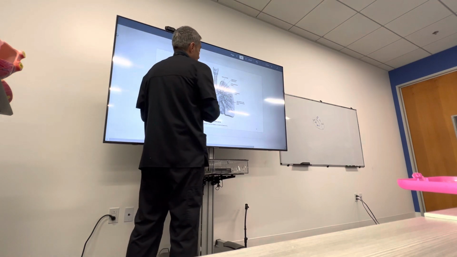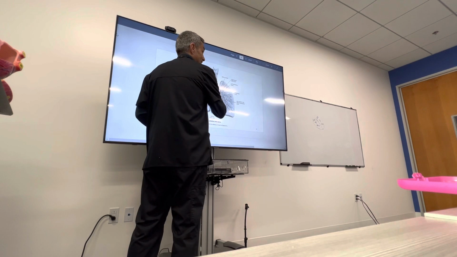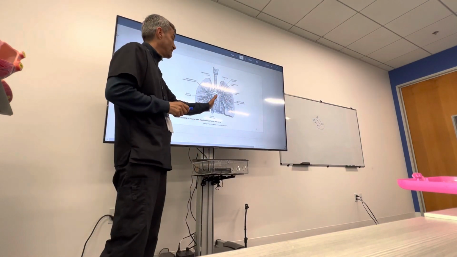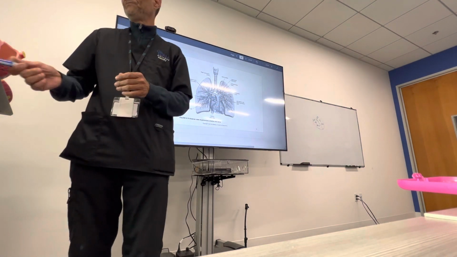As we said, the pulmonary trunk will be identified between what? Ascending and descending aorta, and it is always located to the left of the ascending aorta.